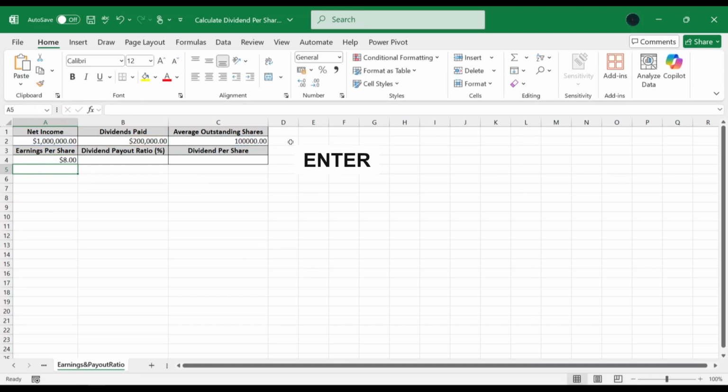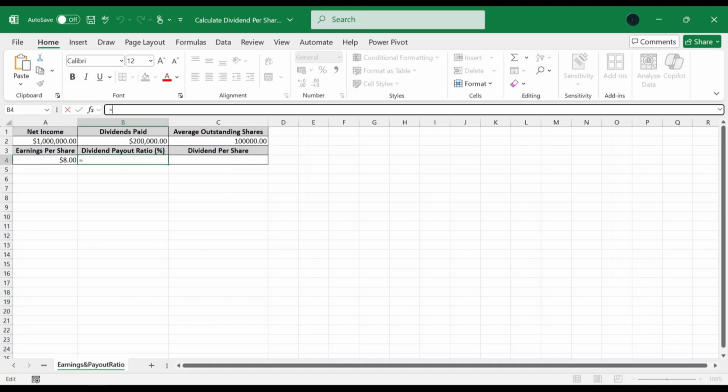Press enter. Next, let's calculate the dividend payout ratio. In cell B4 or any empty cell, type this formula: equals dividends paid, which is cell B2, divided by net income, which is cell A2. This will give us the dividend payout ratio, showing what percentage of earnings is paid out as dividends.